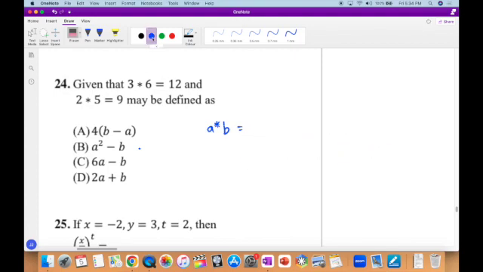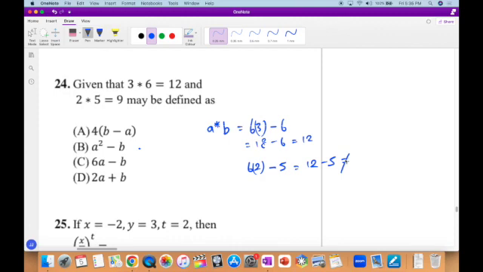So let's try C. 6 times A minus B. 6 3s are 18 minus 6 is 12. And then let's try for the second one. 6 times A minus B. So 6 2s are 12 minus 5 does not give us 9.